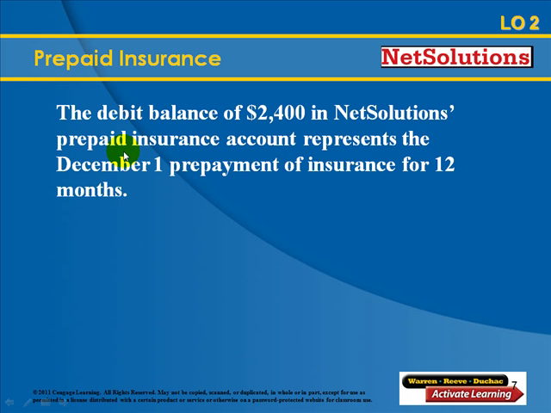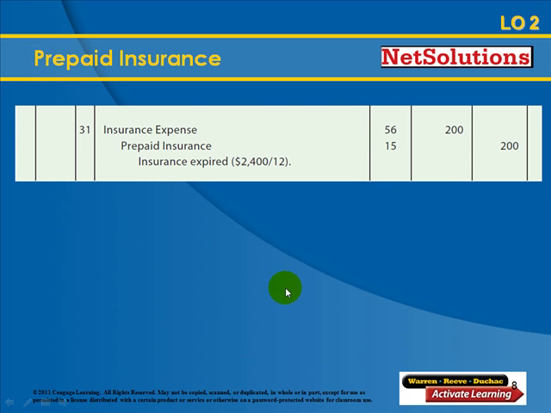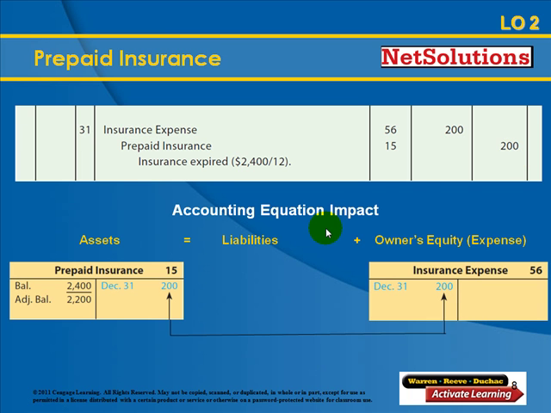Let's look at another prepaid. The debit balance of $2,400 in prepaid insurance account represents the December 1st prepayment of insurance for 12 months. So on December 1st, they made a $2,400 payment to pay 12 months worth of insurance. Let's adjust it. We will debit insurance expense for $200, credit prepaid insurance for $200. The effect on the accounting equation is an asset decreased and an expense increased.